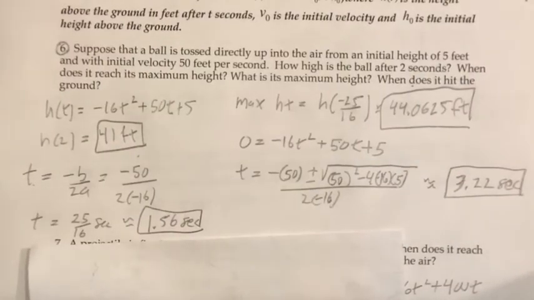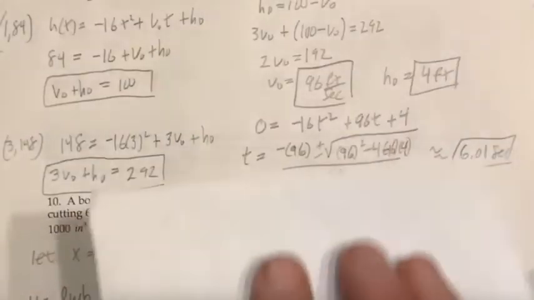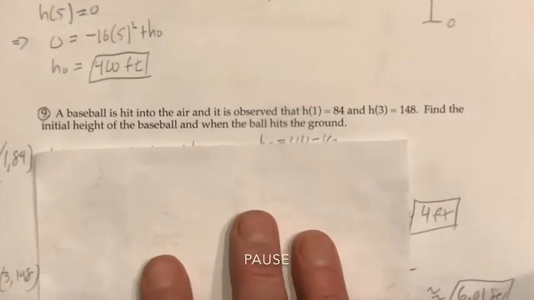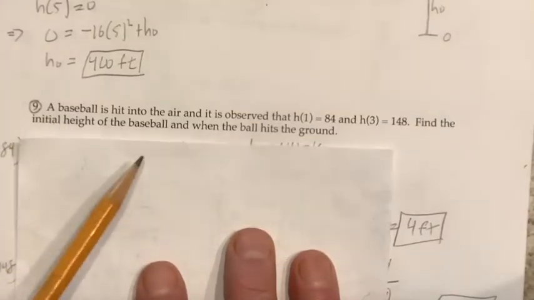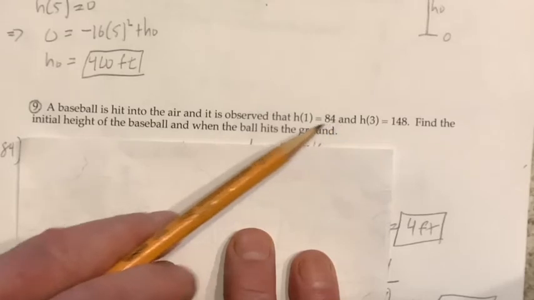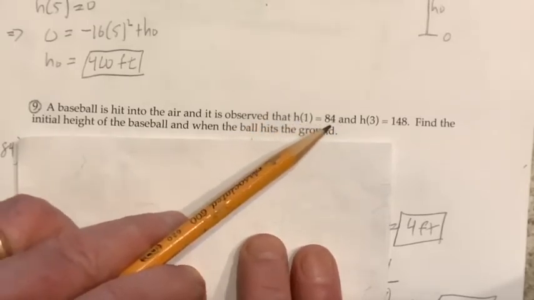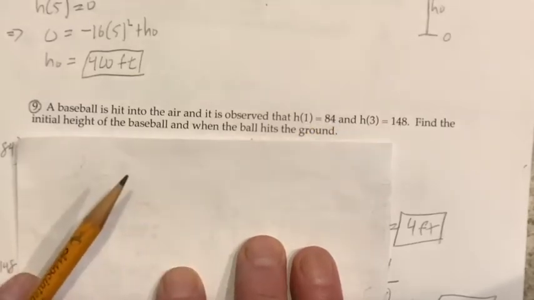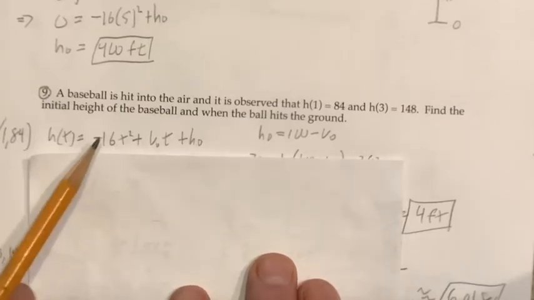So let's call these problems the height as a function of time, unless you can think of a better name. This is an interesting one. Suppose a baseball is hit in the air. Now this is a function of time. All you know is that after 1 second, it's 84 feet high, and after 3 seconds, it's 148 feet high. That's all the information you're given. So you would be given this formula.